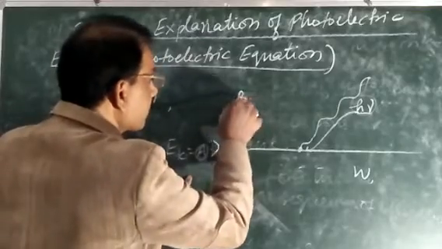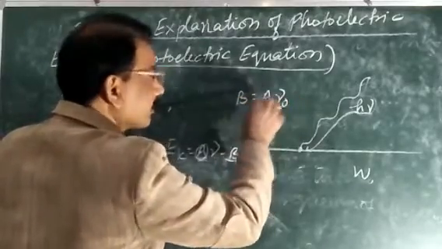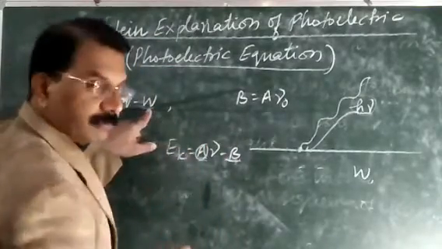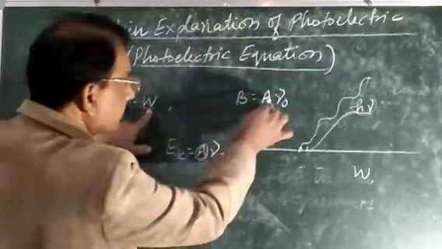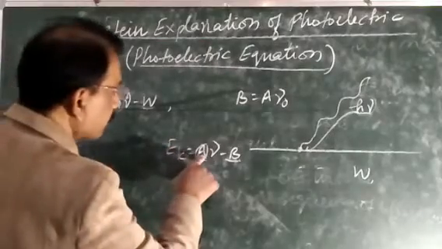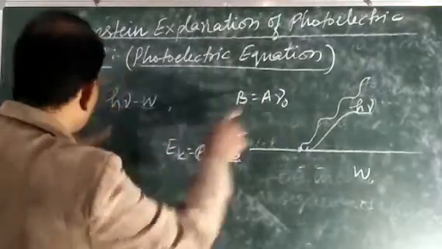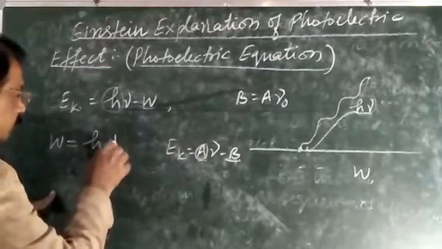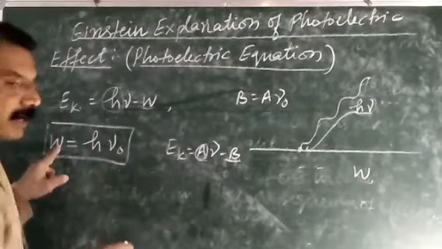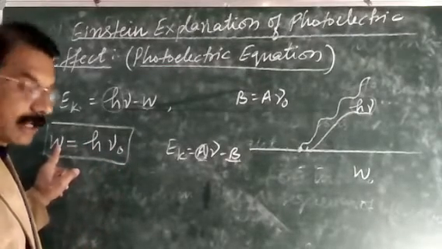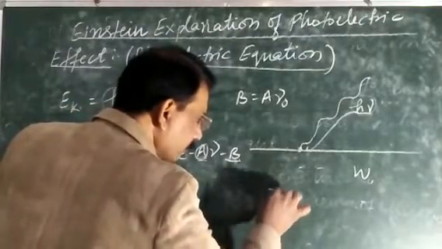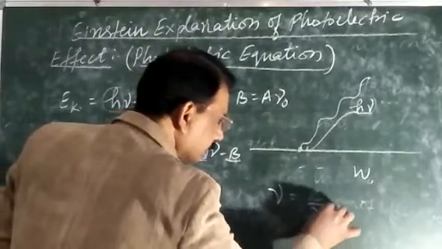और इसी B को मैंने किसके बराबर निकाला था, a nu naught. इसका मतलब B का काम कौन कर रहा है, ये वर्क फंक्शन कर रहा है, ये W. And if B is equal to A nu naught, then you can write here this work function W is equal to how much? At place of A you can write H. So this will come here, W is equal to H nu naught. It means by using this formula, W is equal to H nu naught, you can find the work function for any metal.